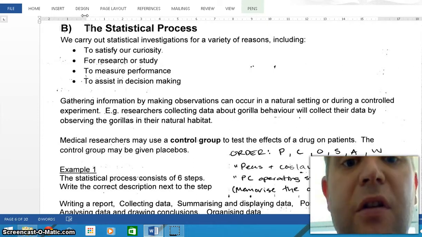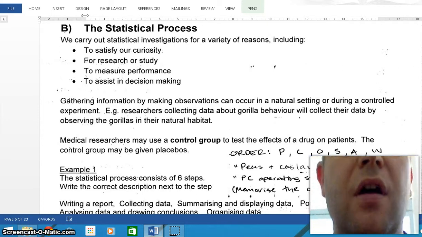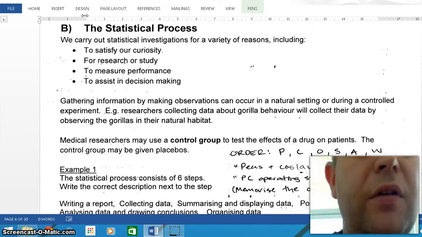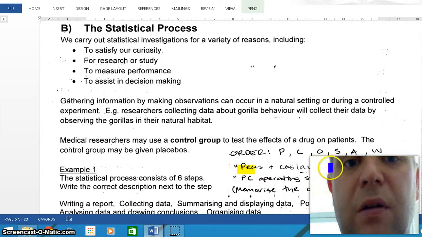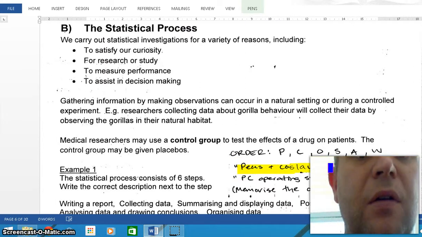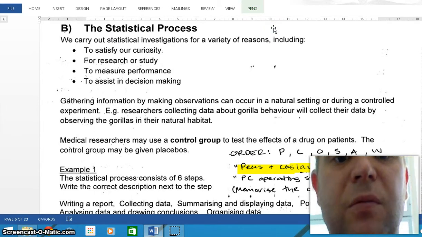So I'll put a couple of notes on this workbook, just ones that might be very helpful. The first one I really want to point out is how to remember the statistical process. In a second we're going to get to that, but I just thought I'd remind you that there are a couple of different things we need to know.